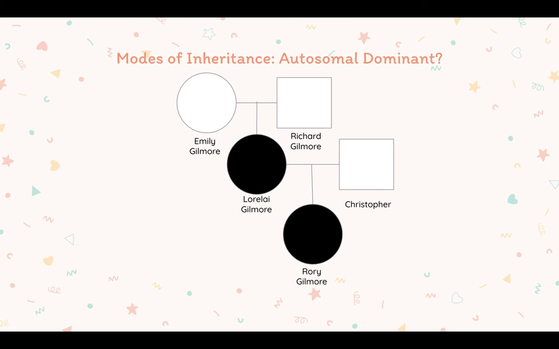For an autosomal dominant trait, that means that Emily Gilmore would need to be recessive since she does not show this trait, and same for Richard. However, Lorelai does show this trait, and through this pattern of inheritance, she would also be recessive, so this is not consistent.